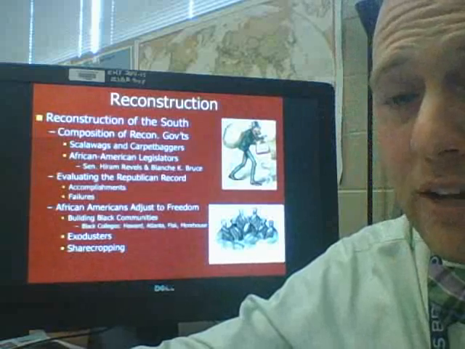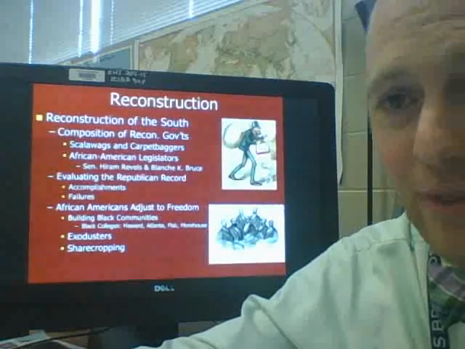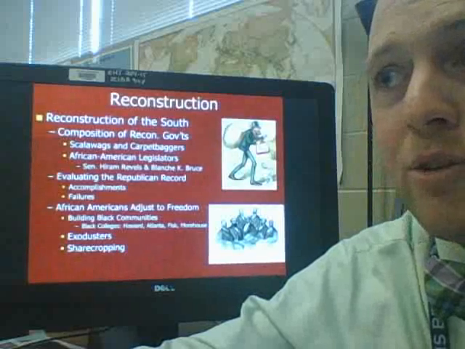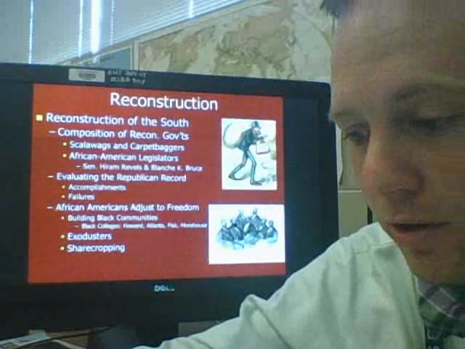This caused, as you can imagine, a lot of resentment and embitterment amongst the ex-Confederates, because they're not going to be too happy about this, and once they get back power, those guys are not going to hold office any longer either.